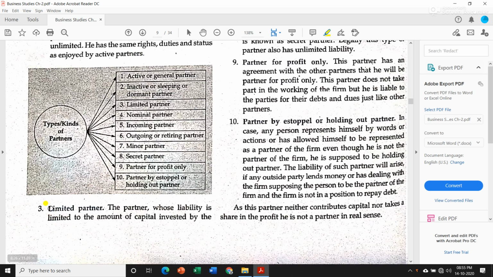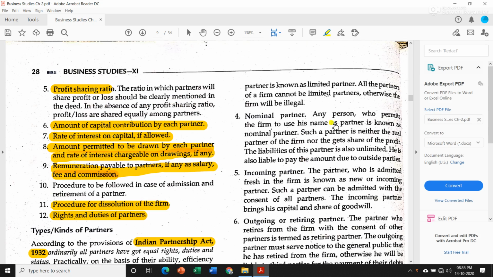The next is limited partner. As you can already guess by the name, this partner's liability is limited to the amount of capital invested by the partner. Suppose he has invested 1 lakh as capital, then his liability will only be up to the amount of 1 lakh.